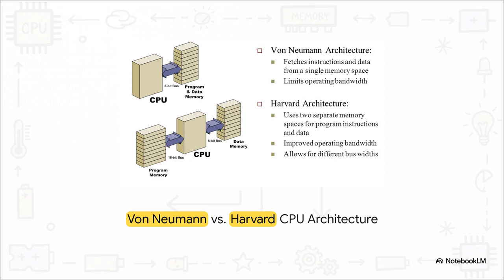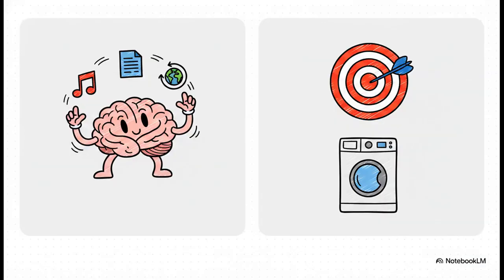On the flip side, the Harvard architecture uses two completely separate memory spaces, one for program instructions and one for data. This separation is great because it improves bandwidth, since the CPU can fetch both at the exact same time. Now, depending on the job, engineers choose between two main types of processors, the microprocessor and the microcontroller.